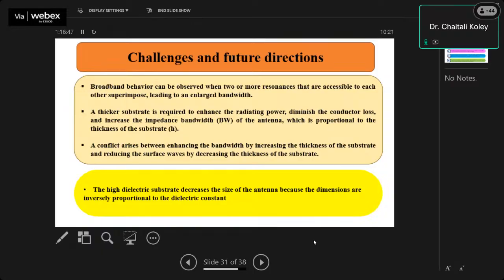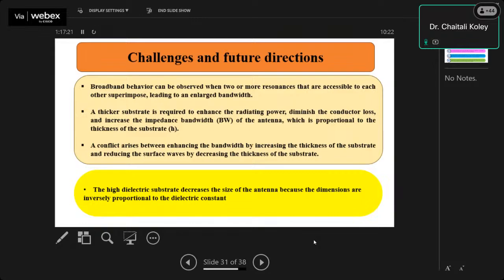So based on the literature survey, what we found are the challenges for the antenna design and how we can mitigate those challenges. As we know, we can get broadband behavior when two or more resonances are close to each other, then they superimpose and increase the bandwidth of the antenna. So suppose we are going to use a thicker substrate.